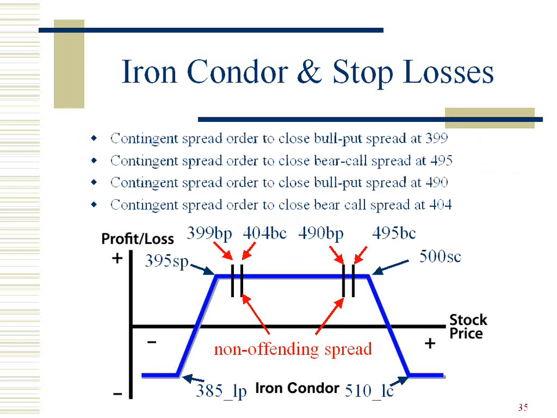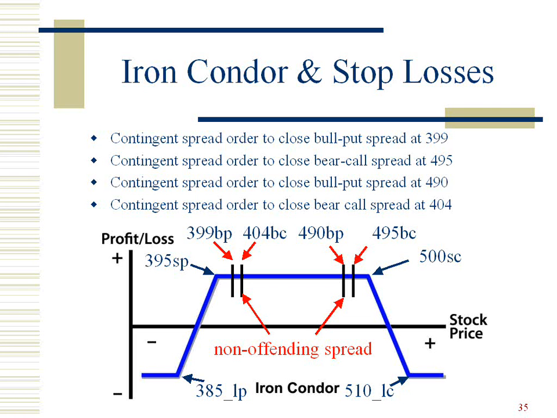This would be an example of how we might do this. This is an Iron Condor with the 385, 395 put spread and a 500, 510 call spread. And so at 1%, we would set a spread contingent order at 399 to close the put spread.